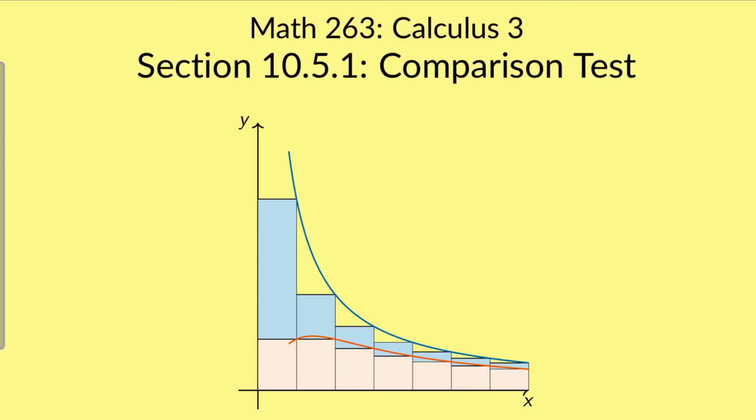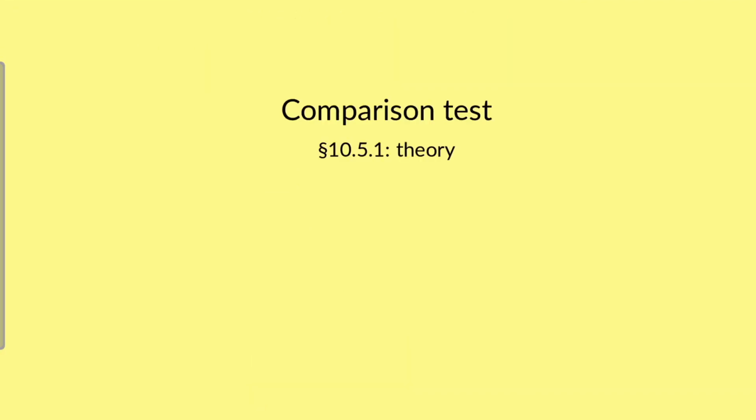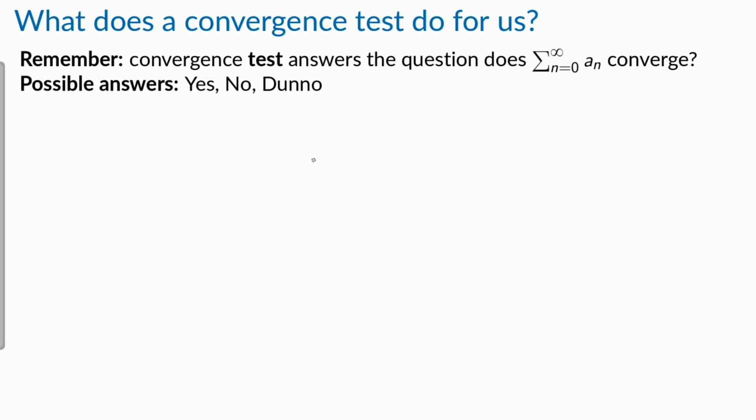Okay, so the first question we have has to do with the theory of these comparison tests. And the question is, what does a test do for us? The thing that we saw already with the integral test is that a convergence test is telling us, does the series converge or not? And the potential answers it can give us are yes, it can say no, the series diverges, or it can say that it doesn't know the answer, that it's inconclusive. We also saw this for the integral test and the divergence test. Those were the two other tests that we looked at.